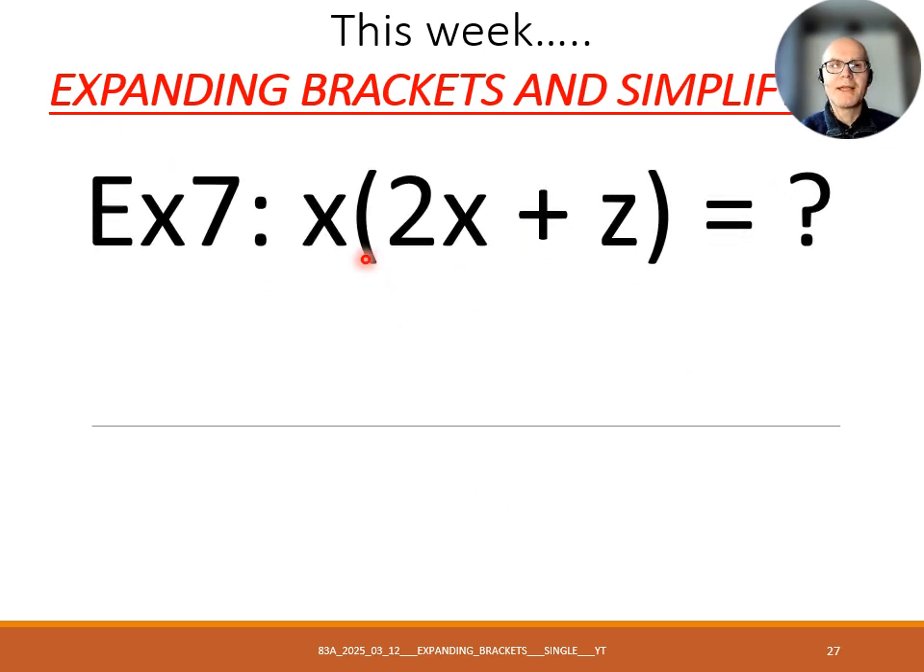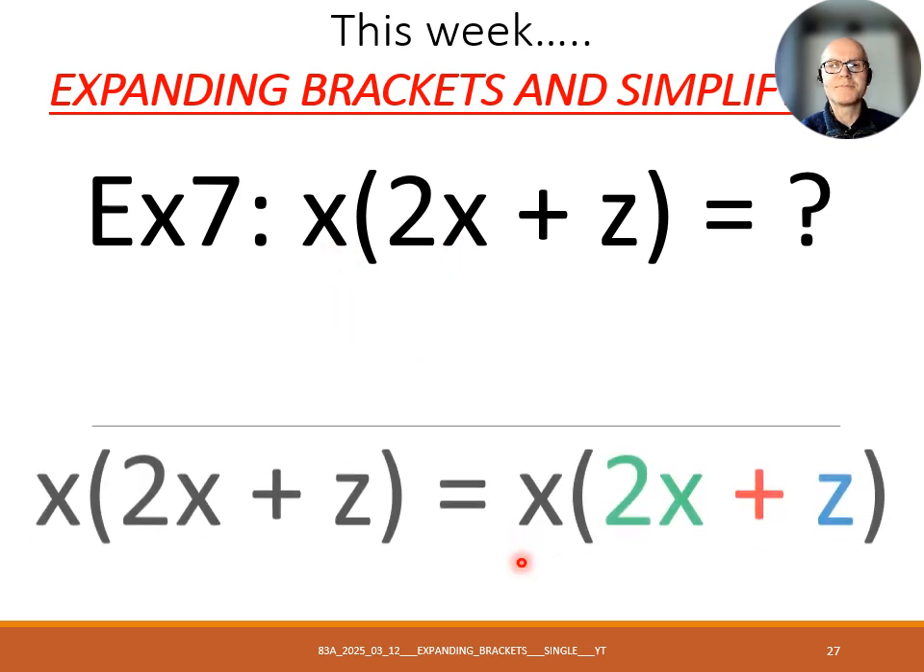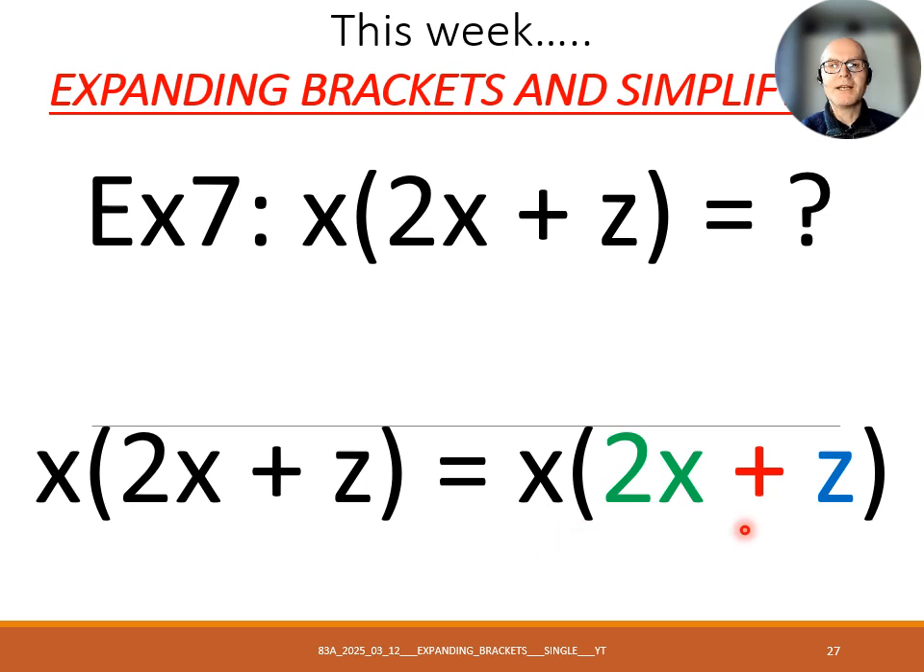Example 7. X, open brackets, 2x plus z. Now we've got similar variables here in this one. How's that going to work out? Color code it again. First step is going to be x times 2x and then x times z.